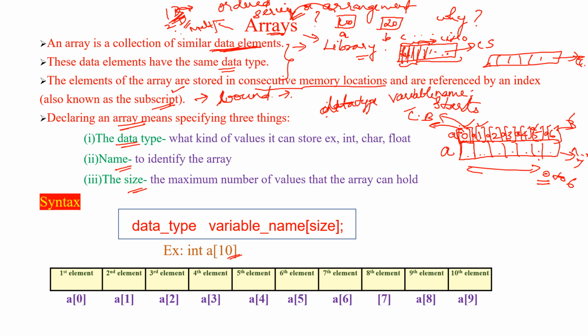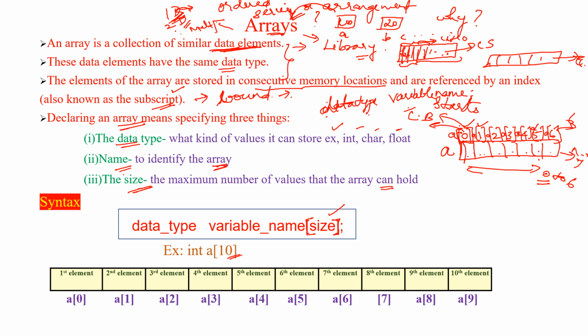For the case of an array, in addition to your data type and variable name, you are going to give a size also, enclosed inside a square bracket. That is the only difference. The data type signifies what kind of values it can store, for example integer, character, float, etc. Name is the name given to identify the array, and size is the maximum number of values that the array can hold.